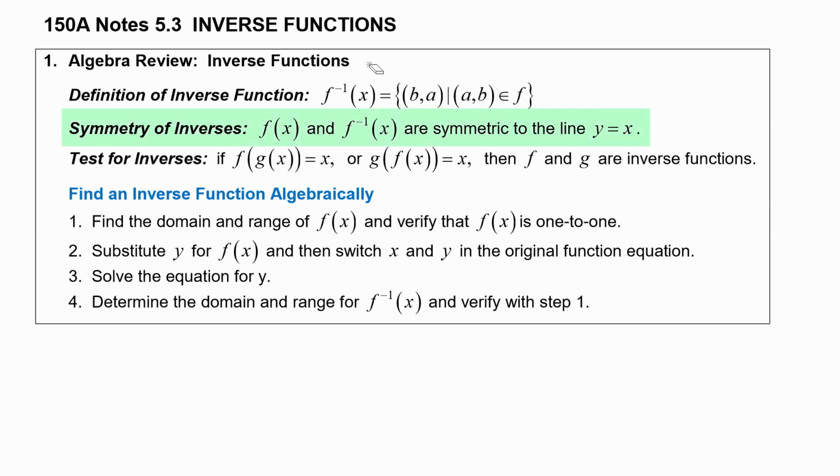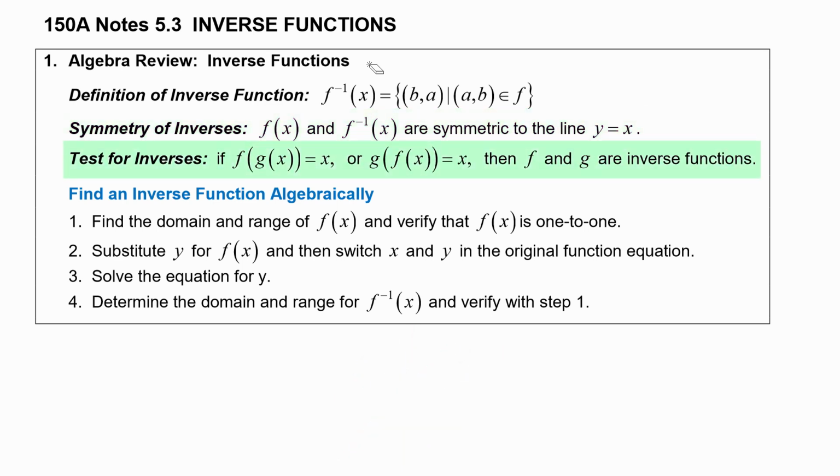Now, the symmetry of inverses: f and f inverse are symmetric to the line y equals x. And remember that the line y equals x is that 45-degree angled line that goes through quadrants 1 and 3. So if you look at the graph of f of x and the graph of f inverse of x, they will be symmetric to that line, meaning if you folded over your paper on that line, the two graphs would line up with each other.